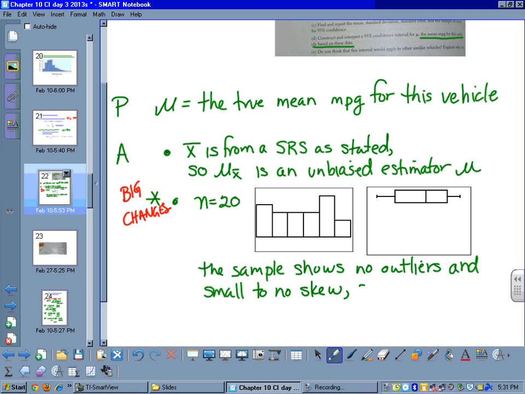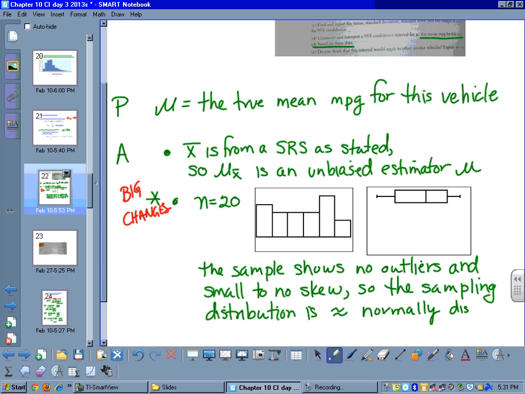So the sampling distribution is approximately normally distributed.